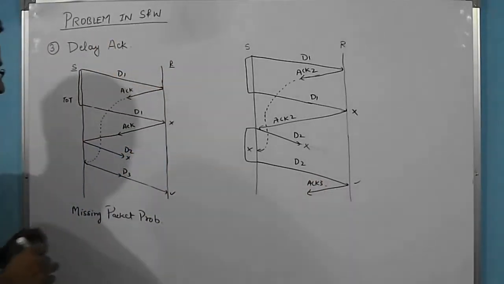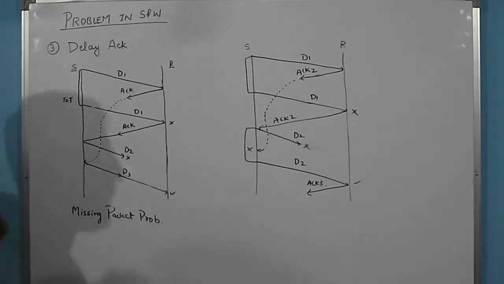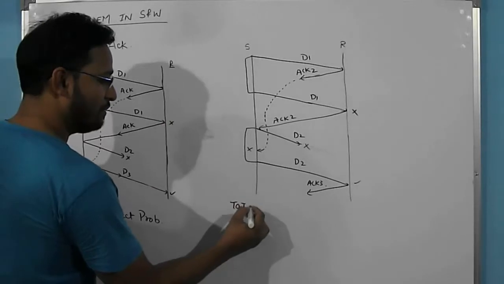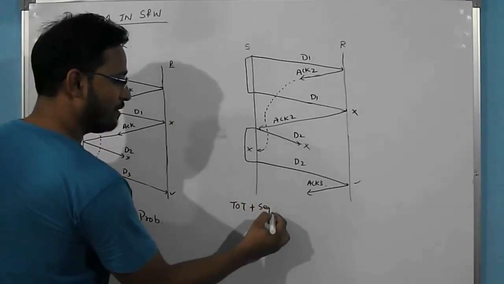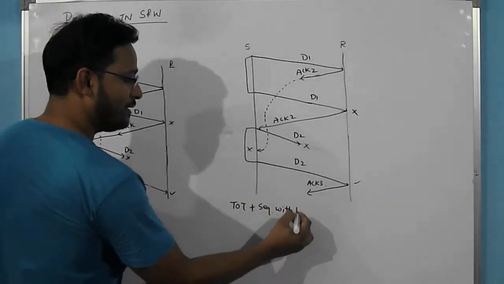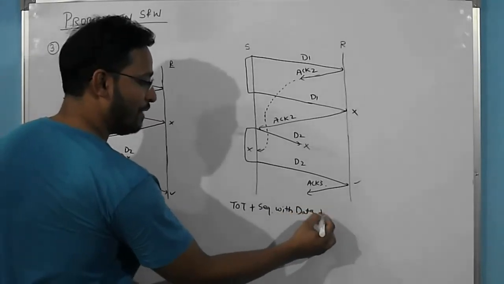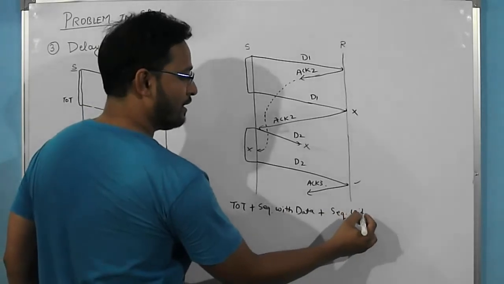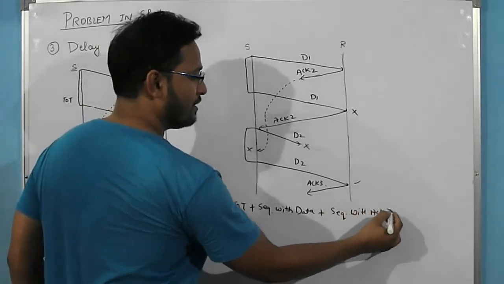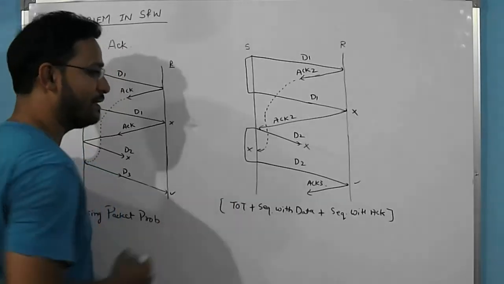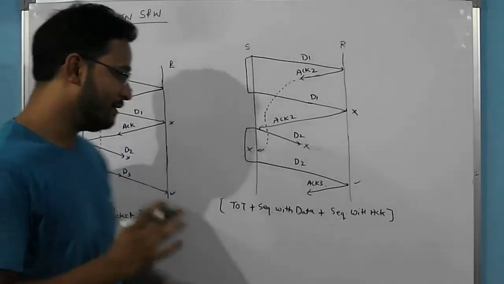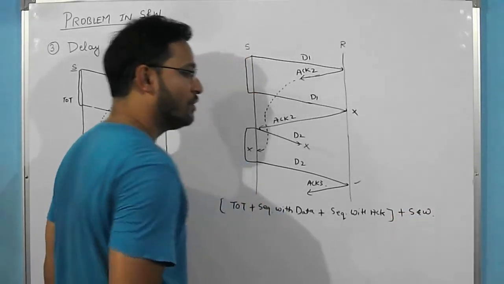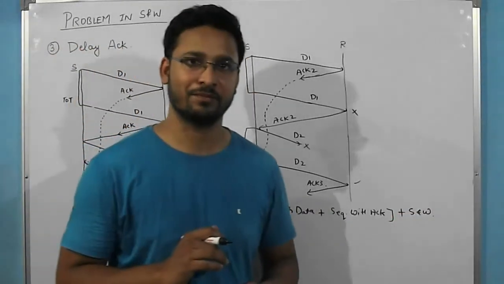So how to overcome this problem? Introduce sequence number with acknowledgement. So timeout timer plus sequence number with data packet plus sequence number with ACK. These three mechanisms are added to stop and wait protocol to overcome all the problems.